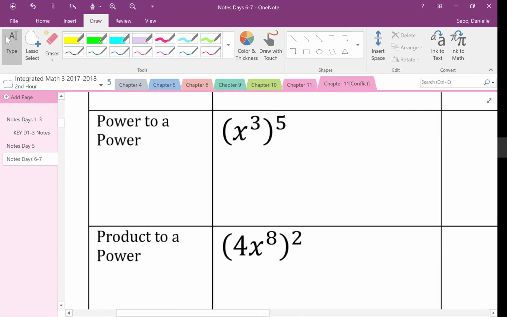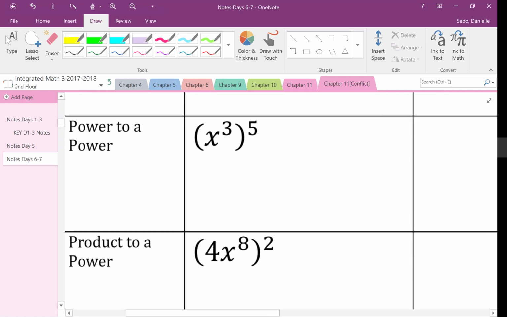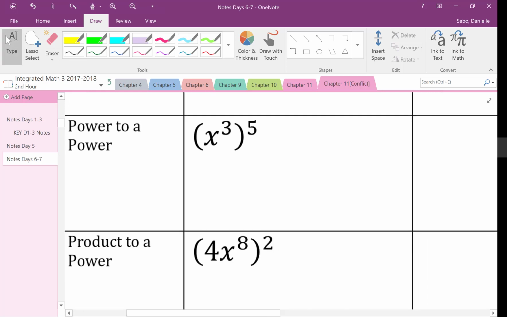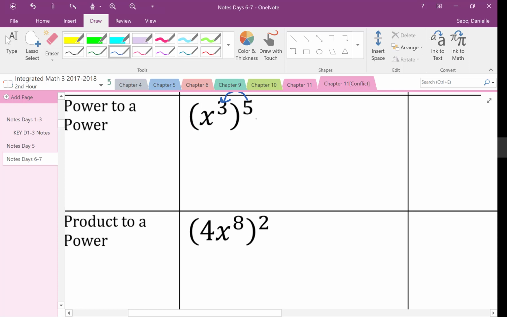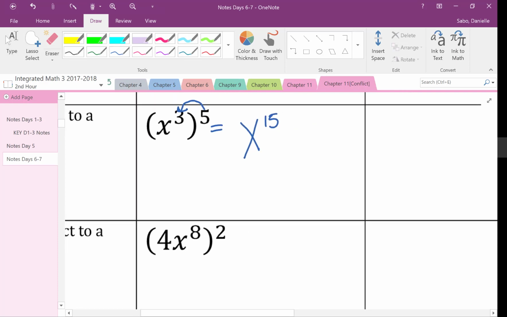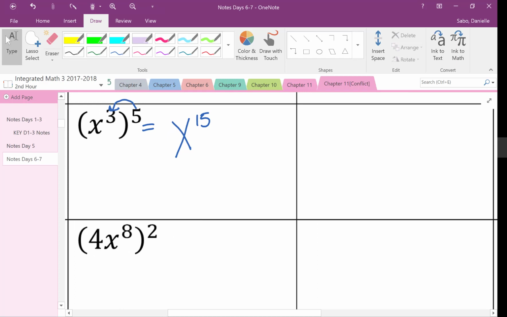A power to a power. Do you remember what we did when we had a power to a power? Multiply. Very good. We distribute that 5 into the cube. So I'm going to distribute it in just to the exponent, not to any kind of, if I had like a 3 here, it wouldn't be 3 times 5. Okay? It actually would be 3 to the 5th. But so that I would have x to the what power? 15. Boom.